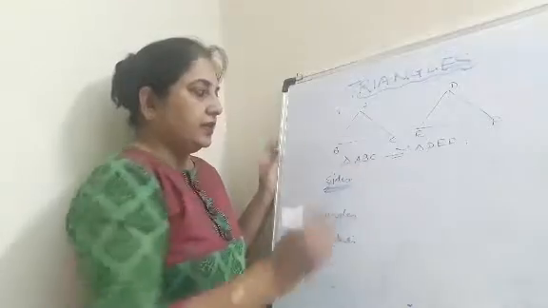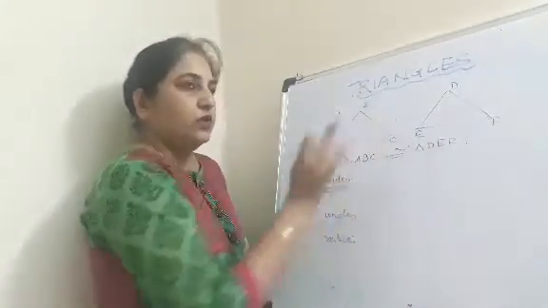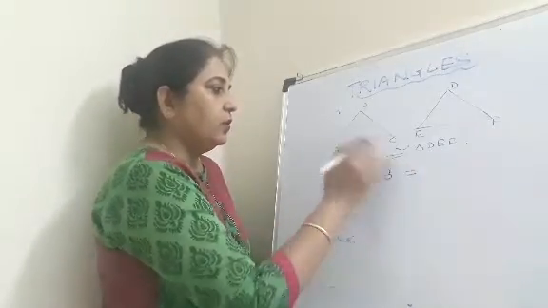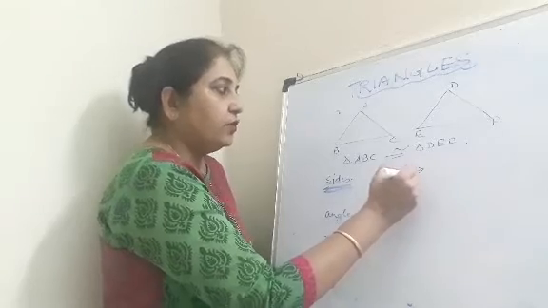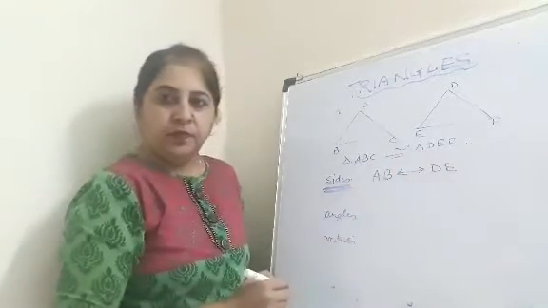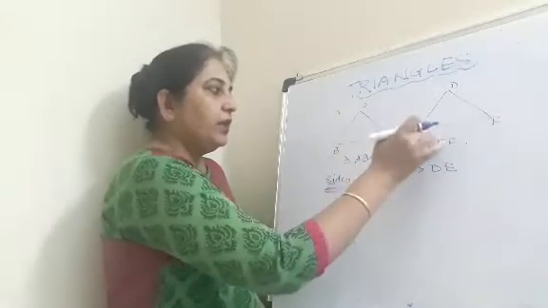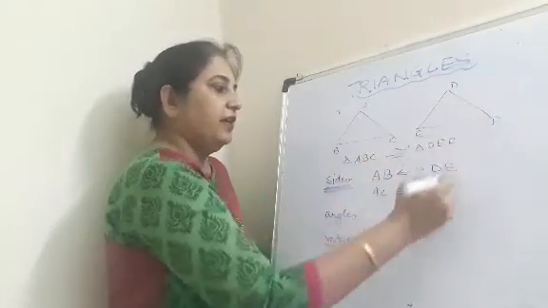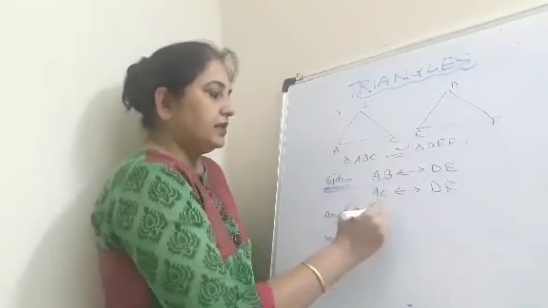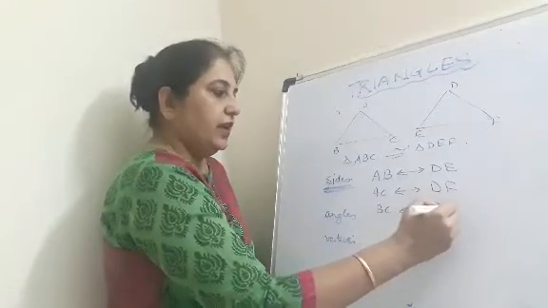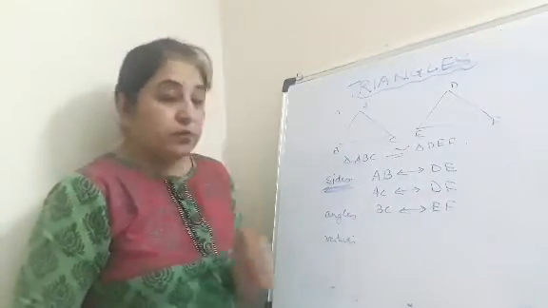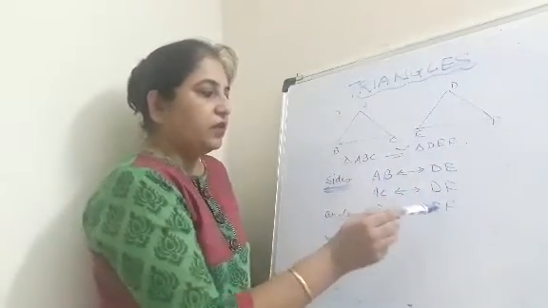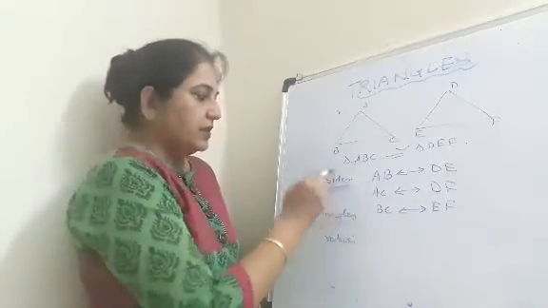When we talk about sides, when they are superimposed or covering each other, AB will correspond to DE, then AC will correspond to DF, and BC corresponds to EF. So this is the meaning of the corresponding parts. AB corresponds to DE, AC covers DF, and BC corresponds to EF. These are the sides.